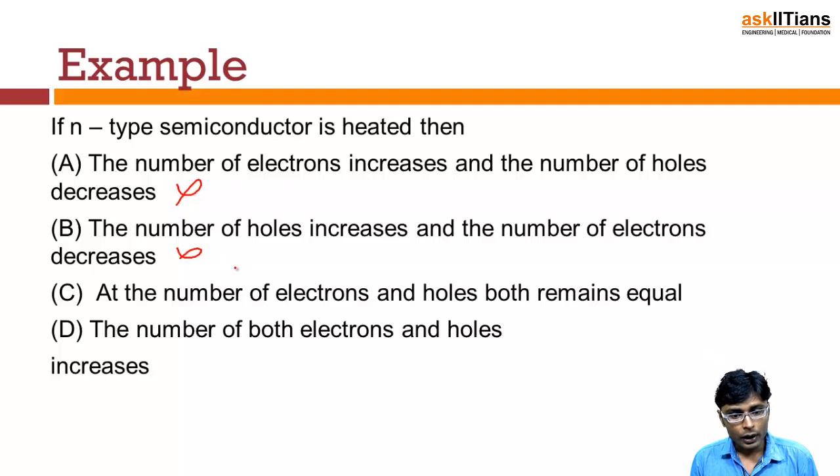Option C, the number of electrons and holes both remain equal. See, this is not possible. Whenever we provide heat, there will be a breakage of bonds and the electrons and holes will both increase. So option D is the correct answer: the number of both electrons and holes increases. Both will increase in equal proportion, right? So this was the example from this topic which we have covered till now.